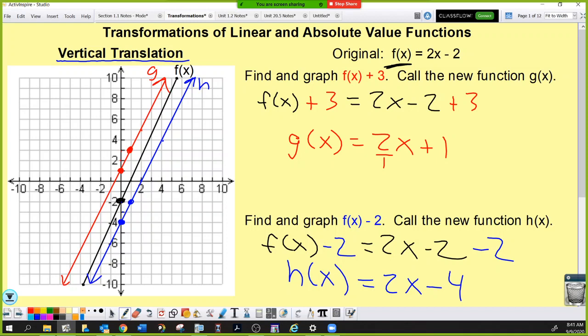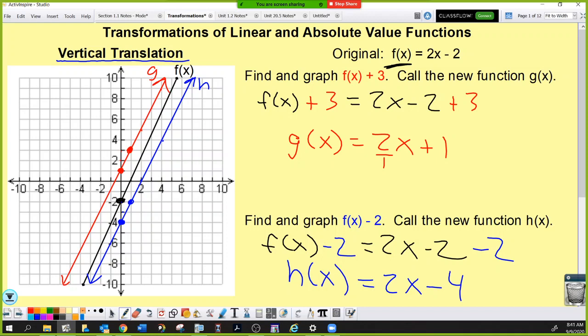So it would appear as though adding a number outside of the parentheses makes you go up. Subtracting a number outside of the parentheses makes you go down. And that is exactly what it does. Adding a number on the outside makes you go up. Subtracting a number on the outside makes you go down.